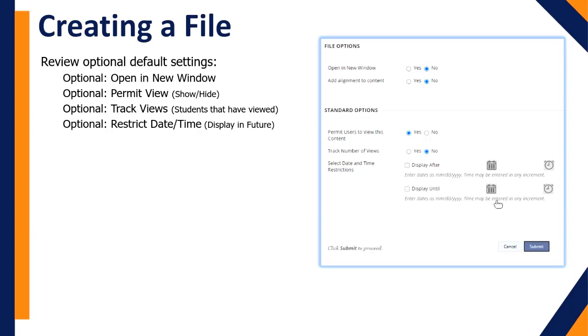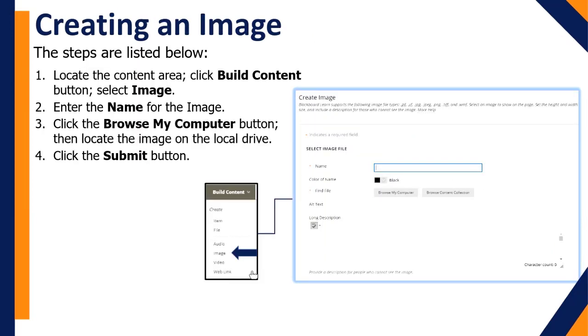So we go a little faster here because these are the standard options that you'll see on all of your content types. You can also add an image, which you would follow those same procedures in locating the content area, clicking the build content button, select image, and then all you need to do is type the name of the image and browse for it, just like you would a file.